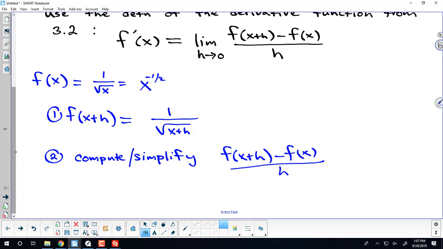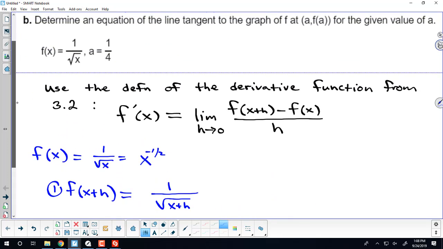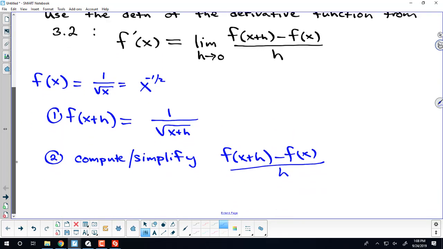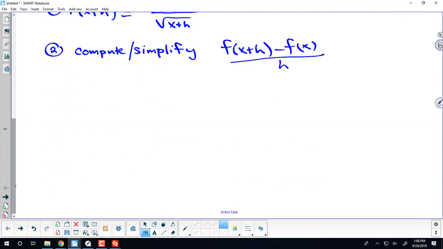Here, what we're going to do is first find the derivative function, and then once we find that function in terms of x, we're going to plug that x equals a equals 1/4 in for that. So we have (1 over the square root of x plus h minus f of x, 1 over root x) all over h.